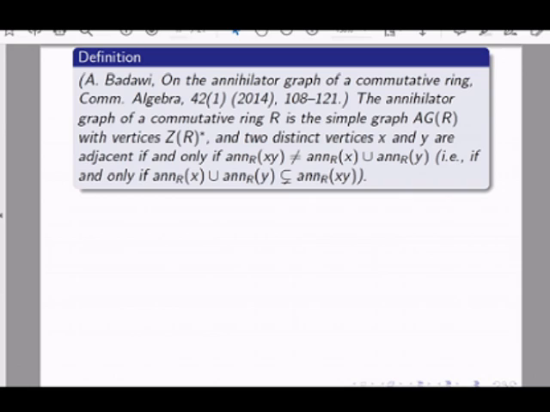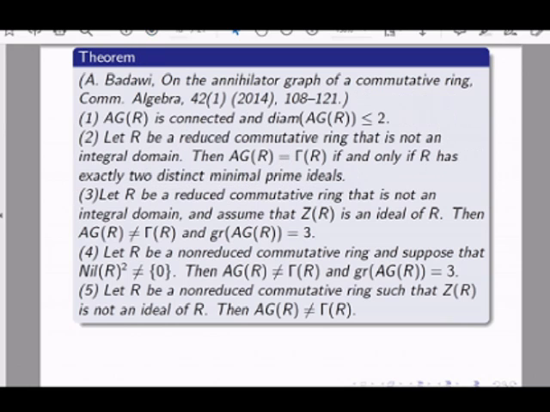So what are the properties of this graph? Here are the properties for any commutative ring. The annihilator graph is always connected. The diameter is very small, less than or equal to 2. Here is an interesting number, 2. If your ring is reduced, then the annihilator graph will be exactly the zero divisor graph if and only if R has exactly two distinct minimal prime ideals.